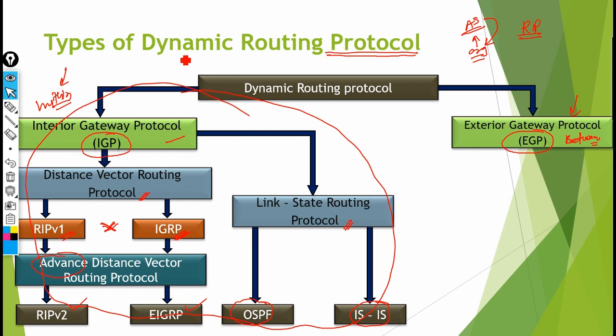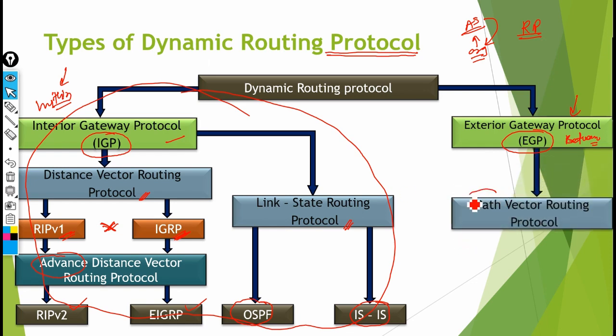Within an organization, if you have multiple routers, you can have routing exchange between them. But what happens if I am connecting two different autonomous systems, two different organizations? Of course you need one protocol known as a path vector protocol, and the protocol is BGP, Border Gateway Protocol. Border Gateway Protocol is the major one. So these are the classifications of dynamic routing protocols.